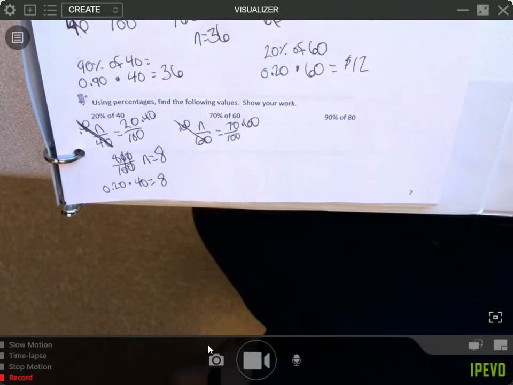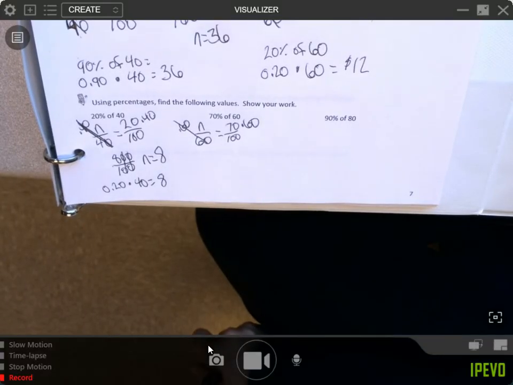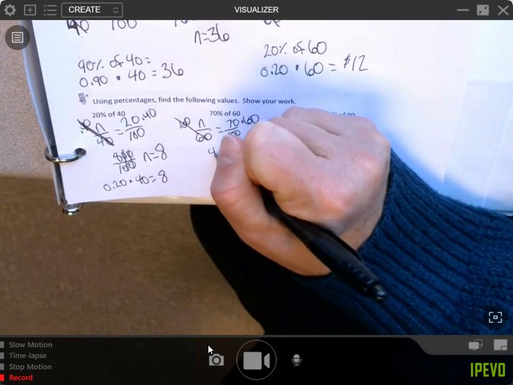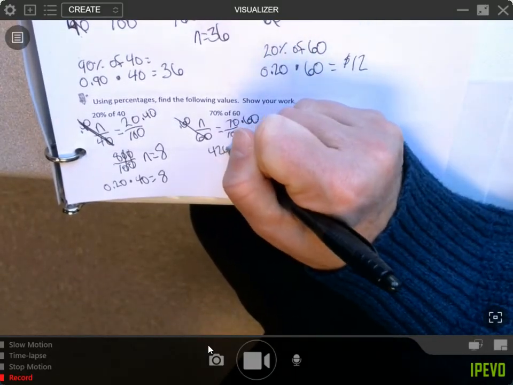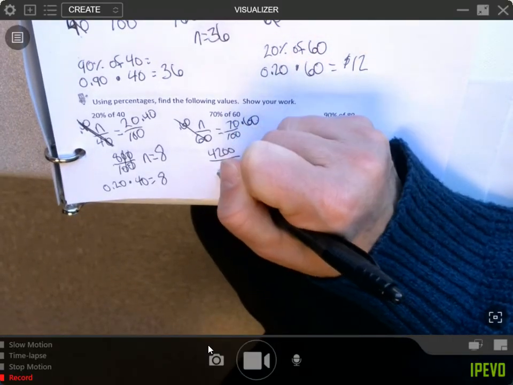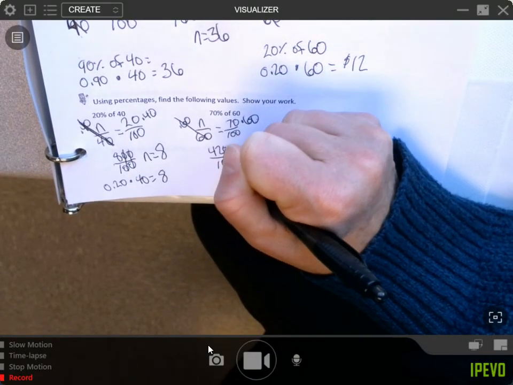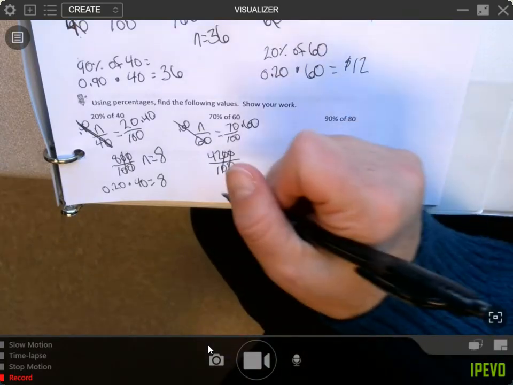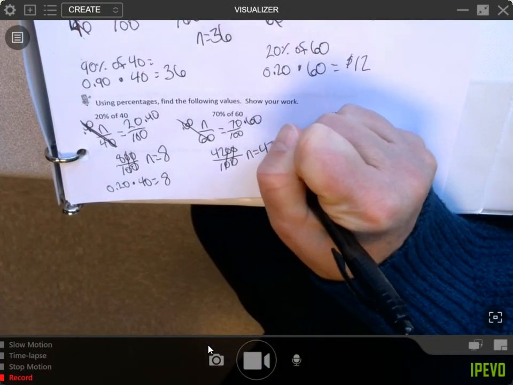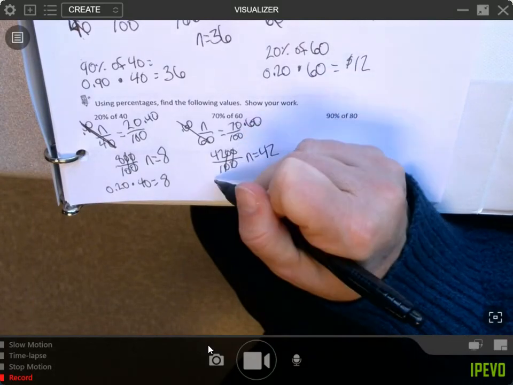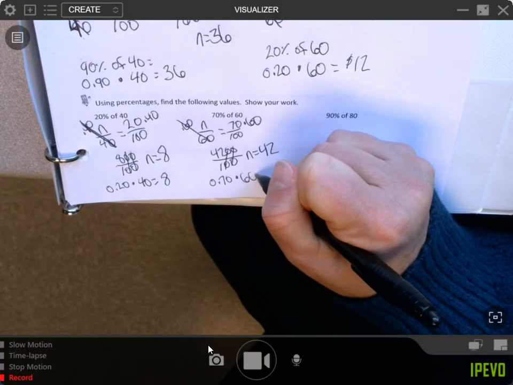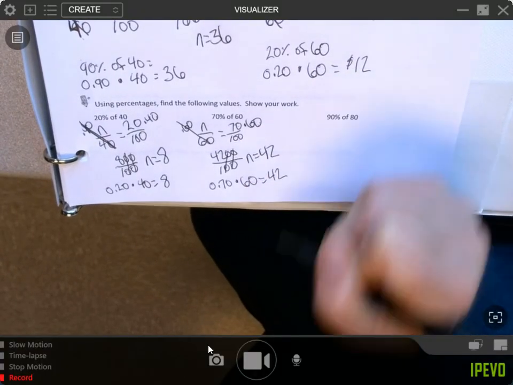What is 70 times 60? What's 7 times 6? 7 times 6 is 42. And then I have 2 zeros, so I'm going to put those 2 zeros. That's over 100. Simplify out that 100. What is 70% of 60? 42. Did you see how we did that? Then you can check it with your calculator. 70% is 0.70 times 60, and you'll get that same answer of 42.